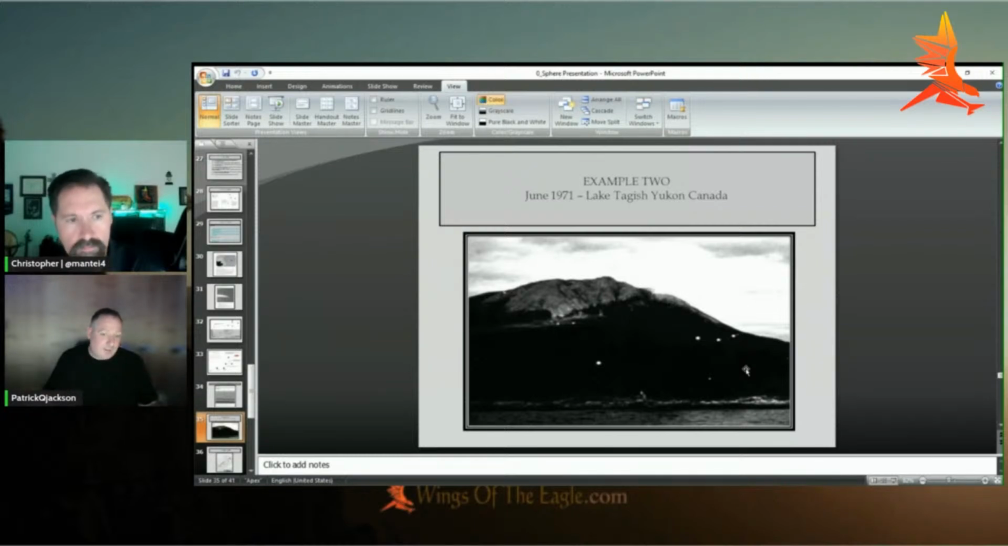So we can't even replicate the power systems that these things are using, because some of the spheres out there are literally this big. And yet their energy system, whatever they're using, it certainly isn't petrol. You know what I mean? And it's certainly something very, very exotic.